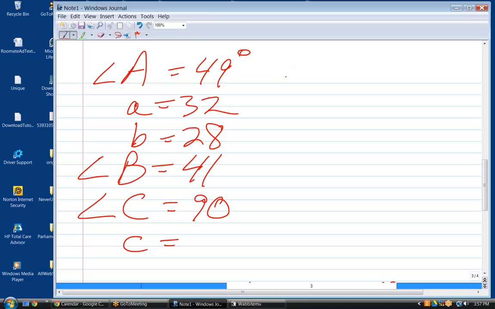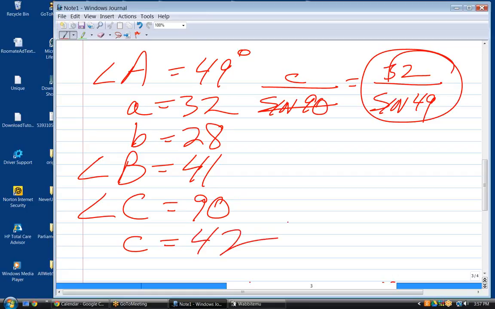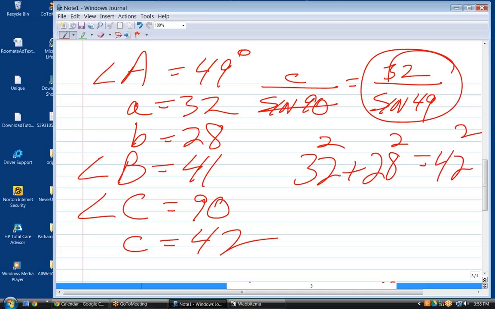So the equation? C over sine 90 equals 32 over sine 49. Okay. Sine of 90 is 1. So side C is 42. That's the biggest side. Makes sense. It's a right triangle, so 32 squared plus 28 squared should be equal to 42 squared, which seems a little odd, but I'm sure that that's probably true. We don't need to prove that.